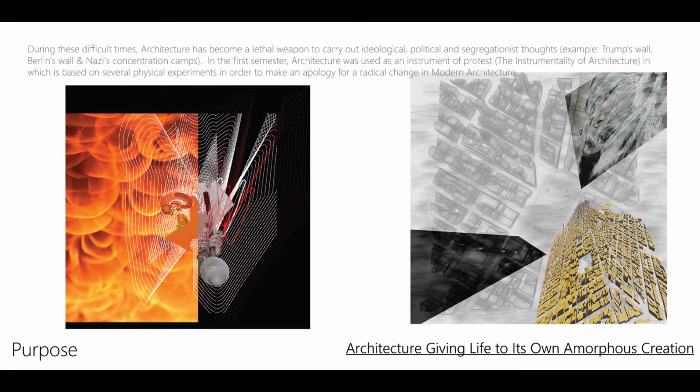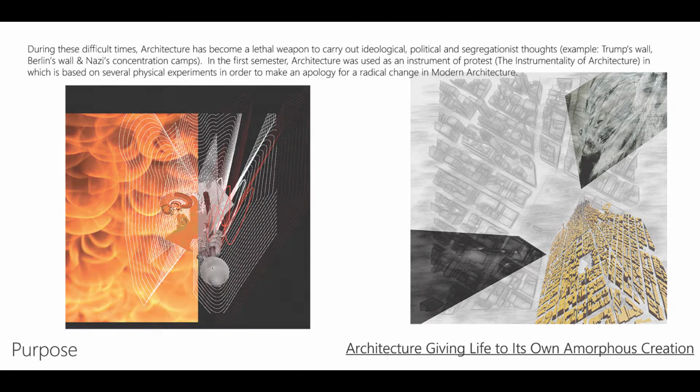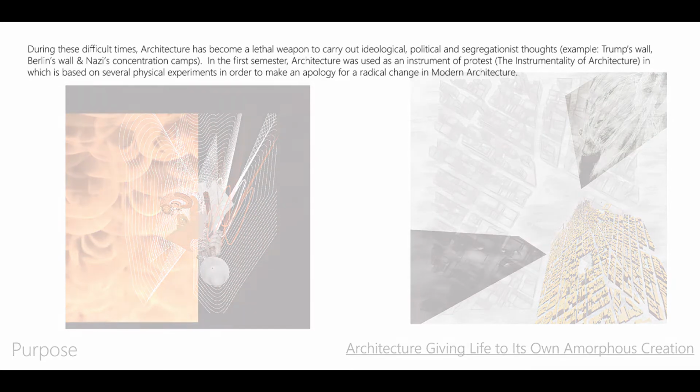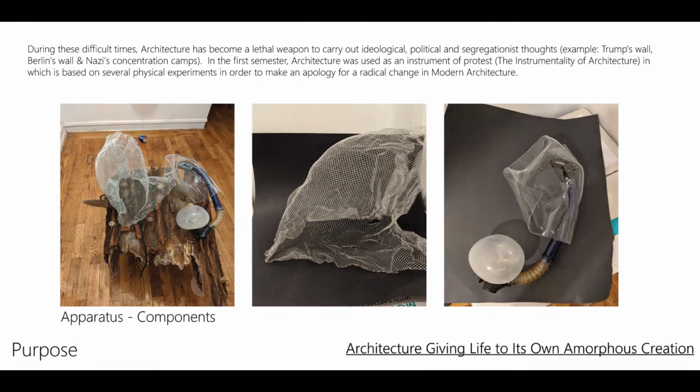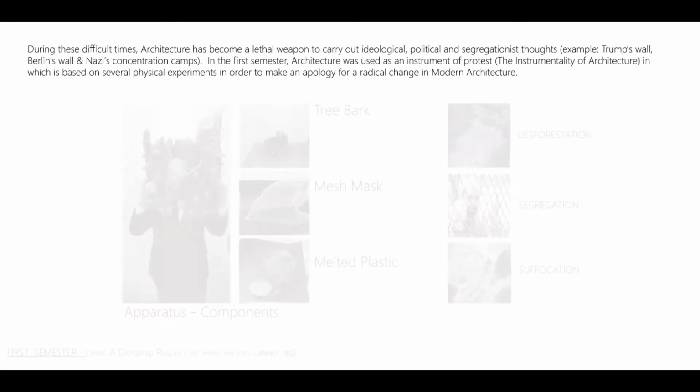During these difficult times, architecture has become a lethal weapon to carry out ideological, political, and segregationist thoughts. Examples: the Trump Wall, the Berlin Wall, and the Nazi concentration camps. In the first semester, architecture was used as an instrument of protest, the instrumentality of architecture, which is based on several physical experiments in order to make an apology for a radical change in modern architecture.